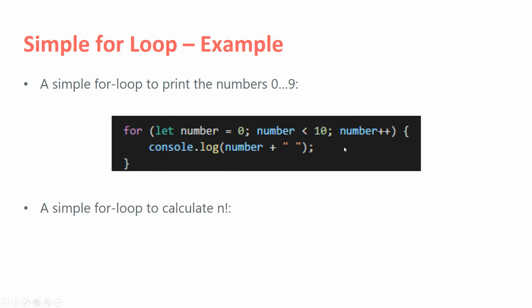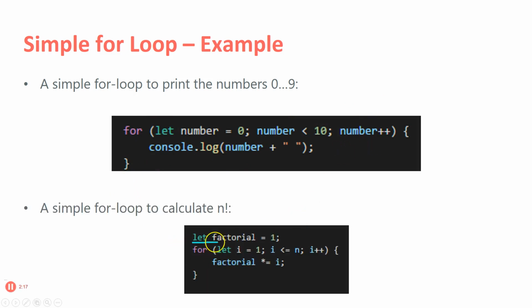So, a simple for loop to calculate n factorial. I'm saying factorial equals 1. Then I'm defining my variable inside the for loop, and I'm saying while i is less than or equal to n, execute factorial multiplied equal to i, and with each iteration increase it.